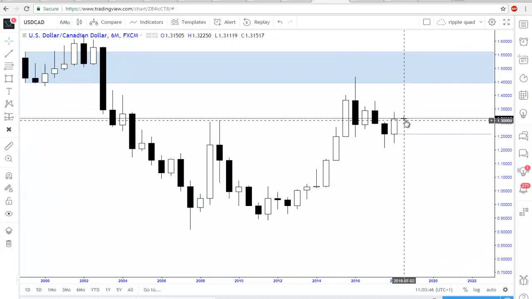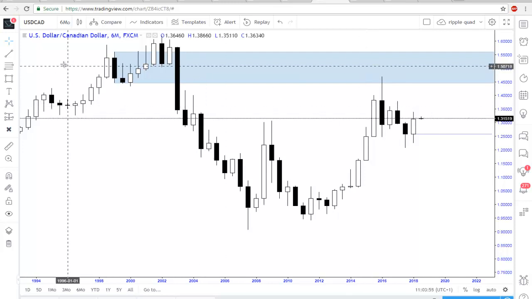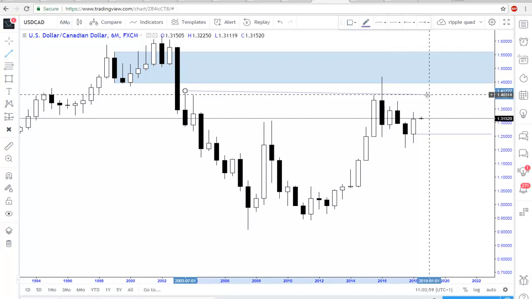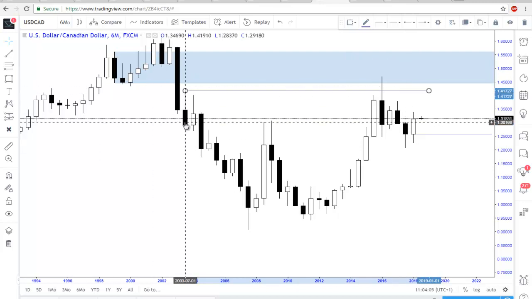What is happening here? We're at the open. We've just started it, only about 5 days into it, so not much to tell yet. But on the 6 month, we can see we've just taken out some stops. And what do we like to see? We like to see a stop run into a key higher time frame level, then a rejection. So let's mark that out. This high comes in at 141.91.